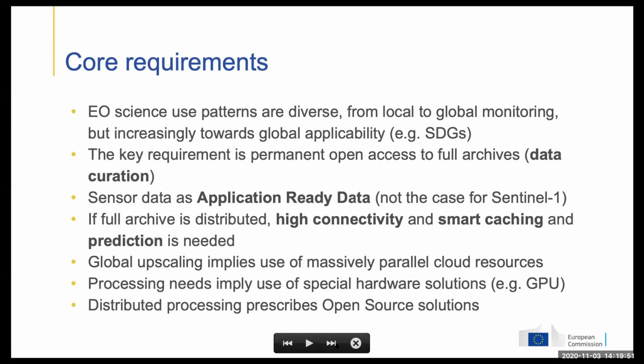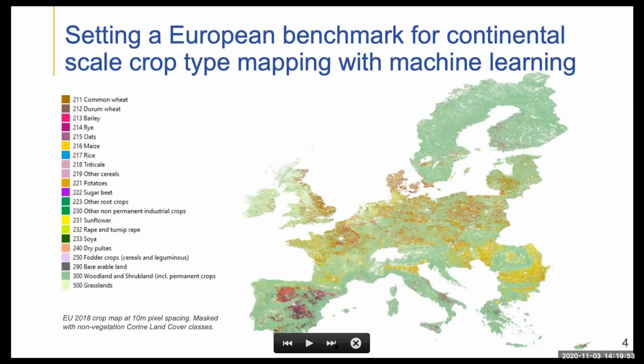Next, please. I'll give you two quick examples of what this is really about. This is an example coming from our institution. Here we are using radar data, Sentinel-1 radar data, to produce a consistent crop map for the EU. And this is actually done with systematically collected ground samples as well. So that combination of reference data and satellite data is very, very important.